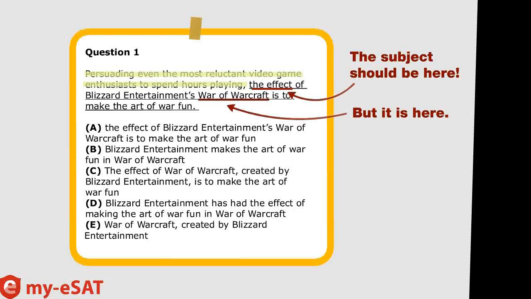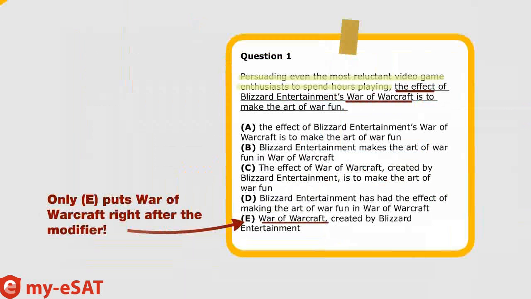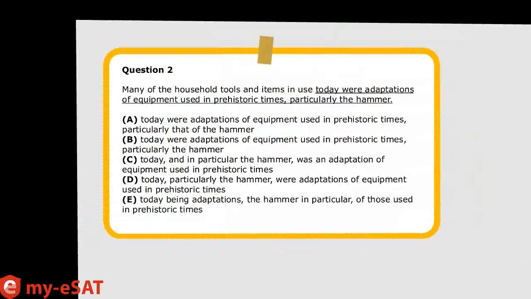So now we know we want to shift this sentence somehow so that World of Warcraft appears immediately after the modifier. Because that would make it the subject. And we want the subject right after the modifier. Scanning through the answer choices, I can see that only answer choice E correctly fixed this misplaced modifier. Okay, here's another question. I'll give you another 45 seconds to see if you can knock this one out.